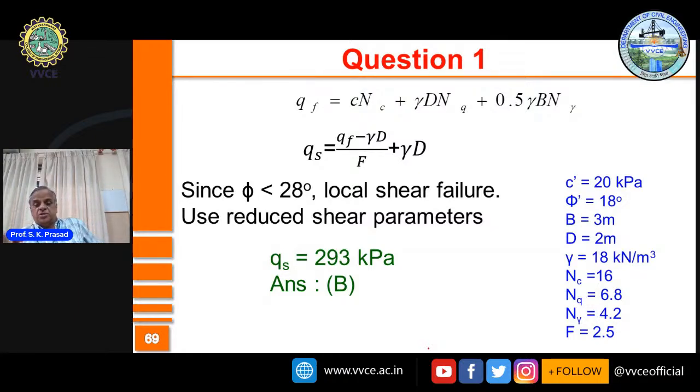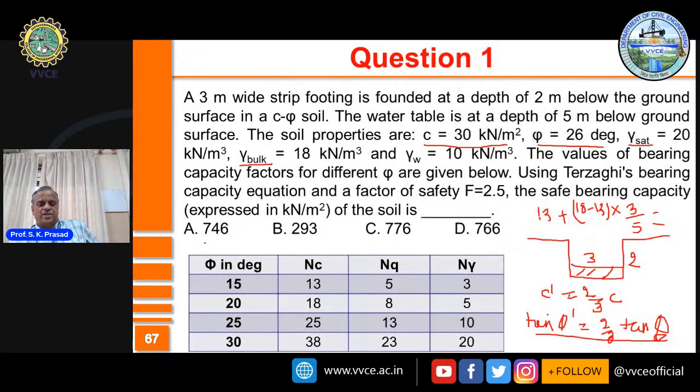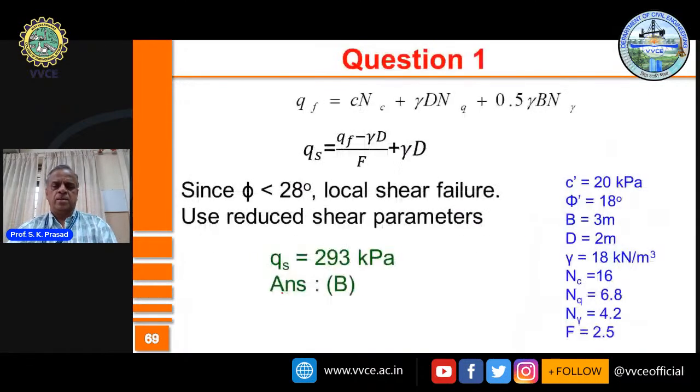All other terminology is known, you find out the safe bearing capacity. And you find that QS is equal to 293. Please check the answer, whichever is the closest to that. Sometimes, rounding off, you may have small difference. And you notice that this is 293. Therefore, this is the answer. So this will carry about 2 marks. And hence, you should be able to do it in quick time. I took some time to explain to you, but the moment you read the question, you should be able to quickly work out and get the answers.